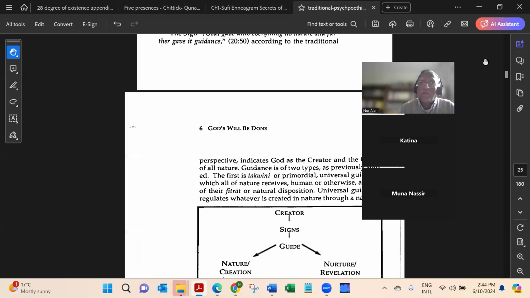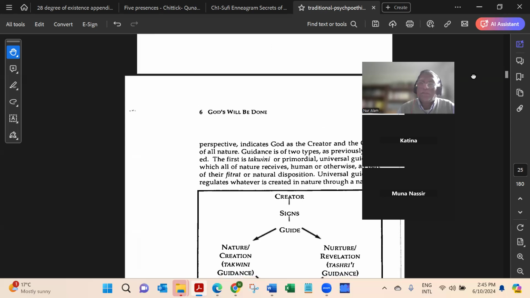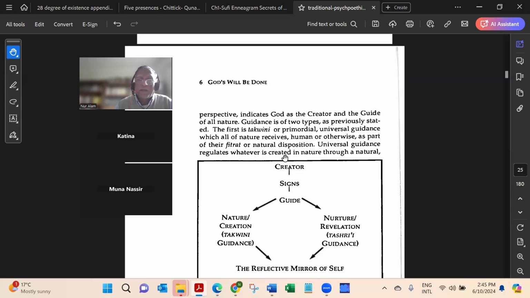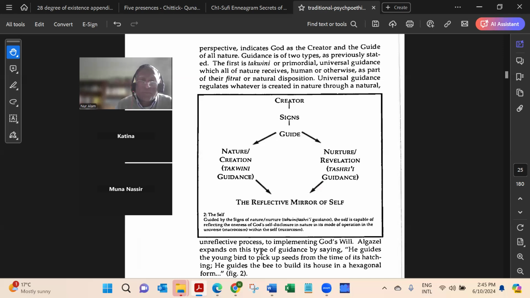Perspective, according to the traditional perspective, indicates God as the creator and the guide of all nature. Guidance is of 2 types, as previously stated. The first is taqwini, or primordial, universal guidance, which all of nature receives, human or otherwise, as a part of the fitra, or natural disposition. Universal guidance regulates whatever is created in nature through a natural and reflective process of implementing God's will.